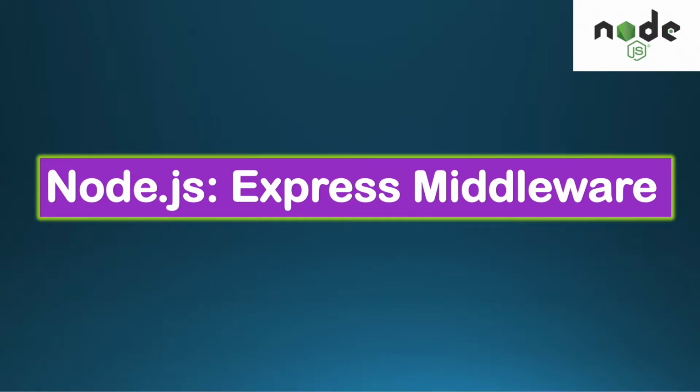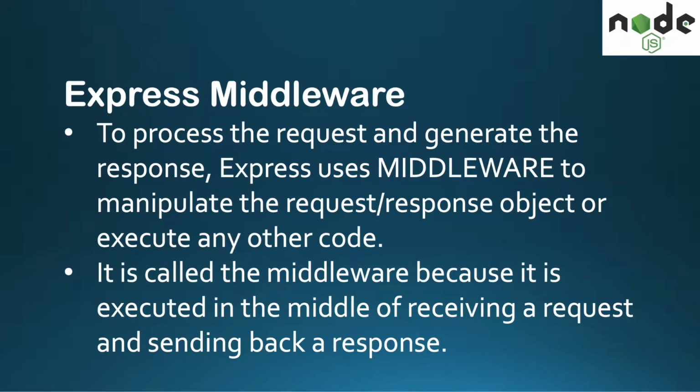A widely used feature of Express in Node is the Express middleware. So, what do we mean by the Express middleware, how do we use it, and what are the benefits? To process the request and generate the response, Express uses middleware to manipulate the request and response objects or execute any other code. So, we receive the request from the browser, and after processing the request, the response is sent back by the node server to the browser.